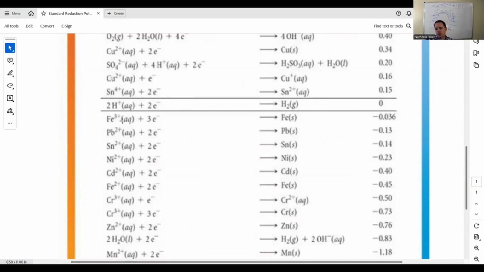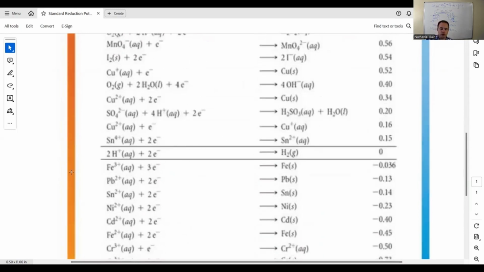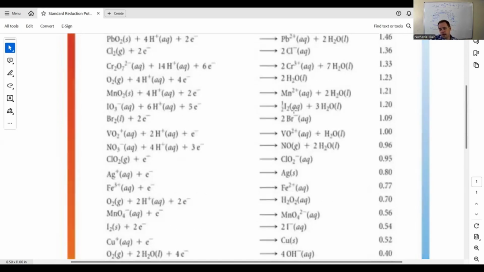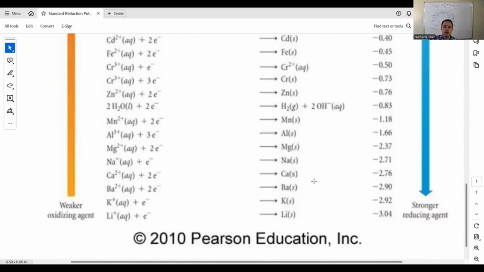Okay, so if lead plus 2 gains 2 electrons to make lead, that has a voltage of negative 0.13 associated with it. You'll notice that in the middle is the standard hydrogen electrode, and every scale, I've said it a bunch of times, I'll say it again, every scale has to have a reference point. It's got to have a standard, and 2 hydrogen cations gaining 2 electrons to make hydrogen gas, that is what we call a voltage of 0. That is our standard. And if your voltage is above that, you have a positive voltage. And if your voltage is below that, you have a negative voltage.